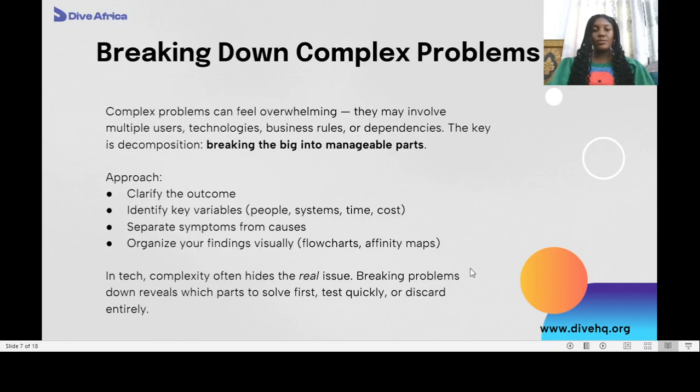Let's proceed. Breaking down complex problems. Complex problems can feel overwhelming. They may involve multiple users, technologies, business rules, or dependencies. The key is decomposition, breaking the big into manageable parts.